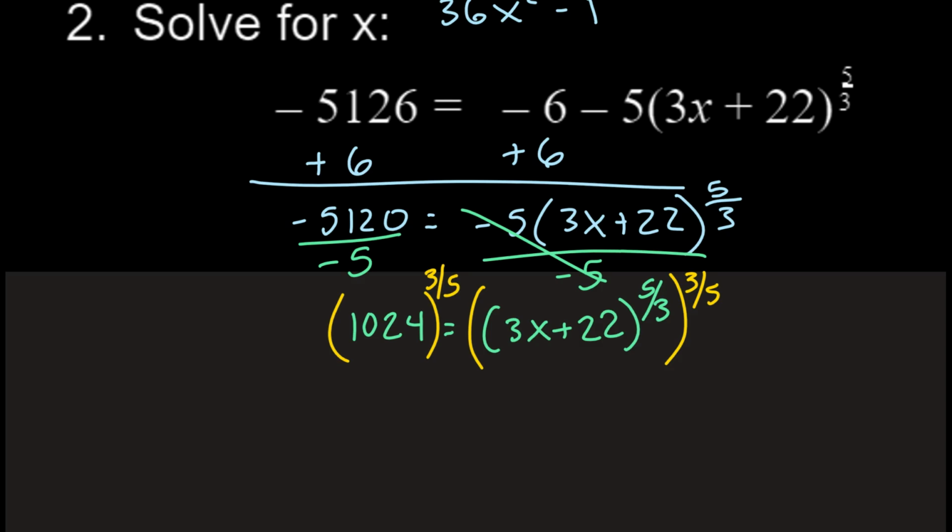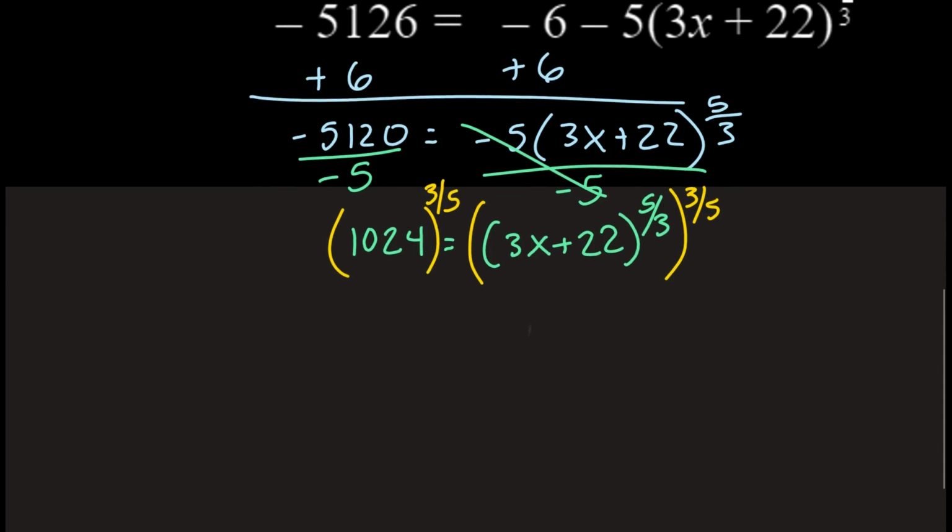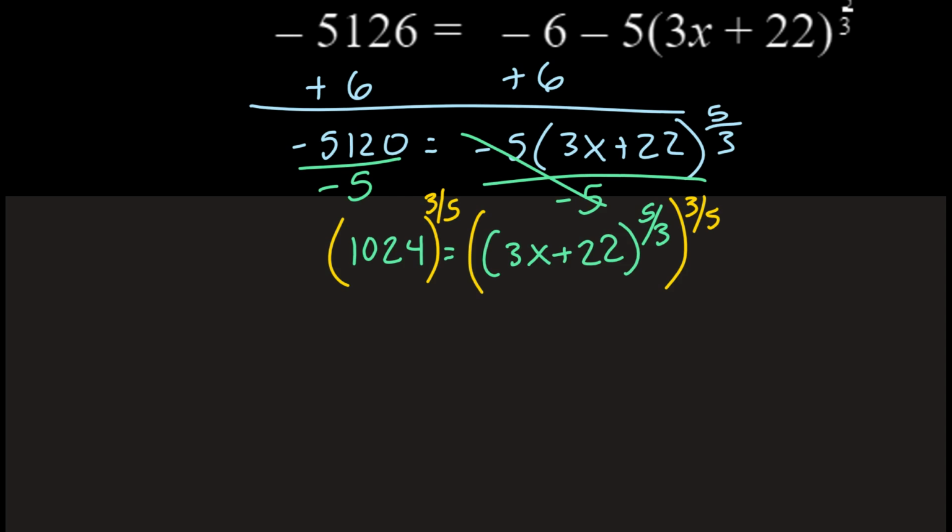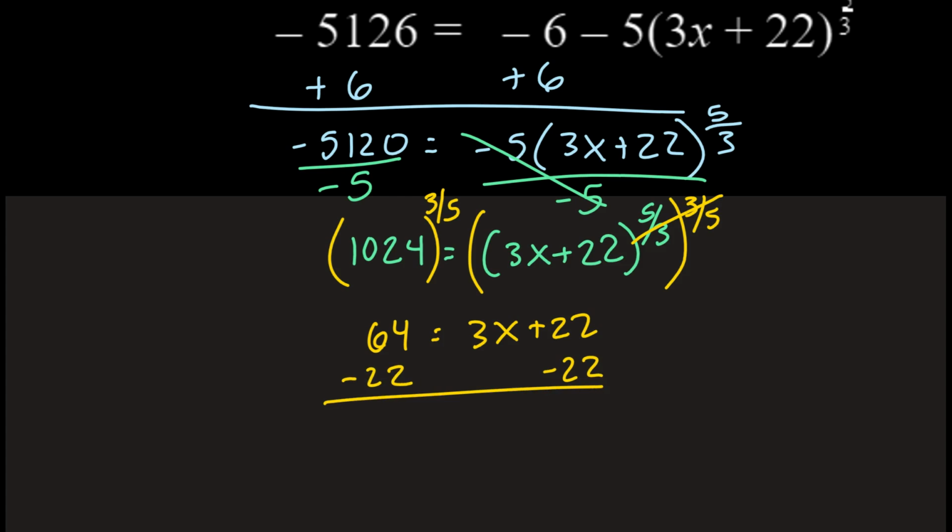Now, on your exam, are you going to have such a massive number raised to a rational power? Oh, heck no. You can't do this in your head. So what is this? We're using our calculator. 1,024 raised to 3/5. Wonderful. Then it's just a simple algebra problem. We subtract 22 and we get, and we divide by 3 and we get.